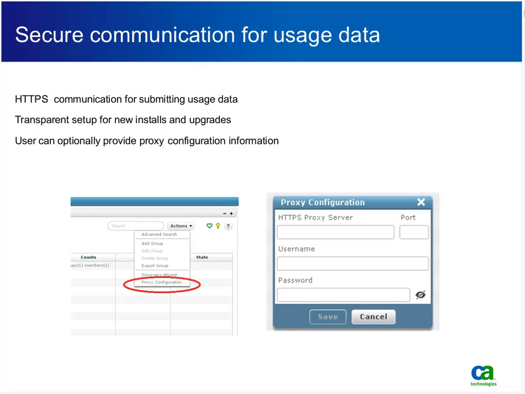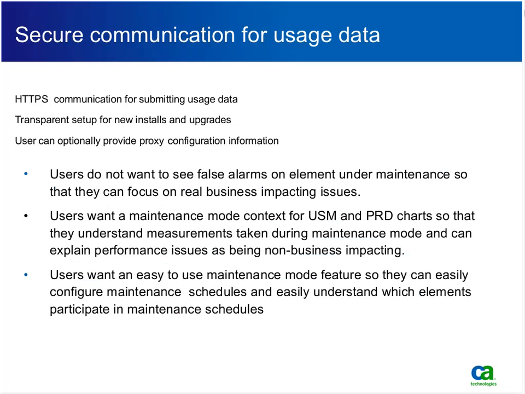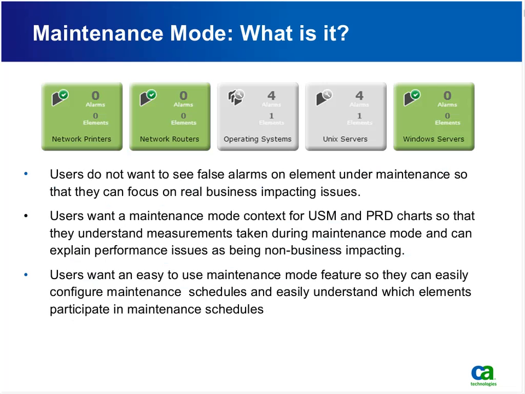One other thing that we've added for this release is the ability to ensure secure communication to our backend systems, particularly for heartbeat data. During the installation process, this is fairly transparent to the end user, either for new installs or upgrades. And the user can optionally also provide config information from within the Snap GUI by clicking on the proxy configuration menu item under Actions. So that's all the update I had for Snap 7.5. Dennis?